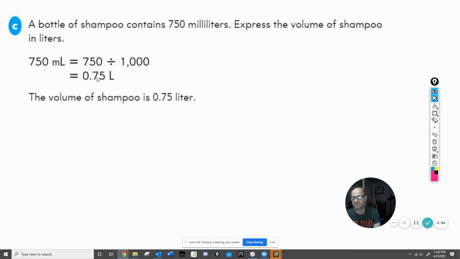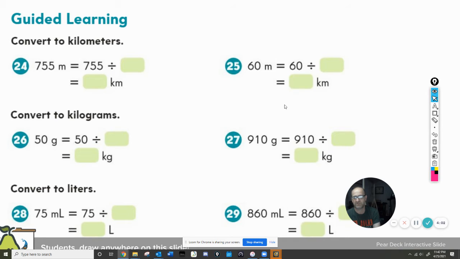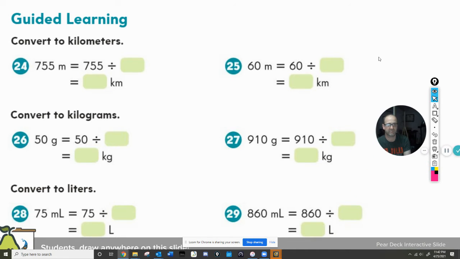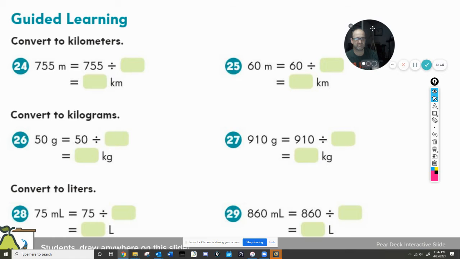750 milliliters equals 75 hundredths of a liter. Okay? Divide by 1,000. All right, here's a whole bunch of problems where you're going to move your decimal 3 places. You think you can handle it? Oh, hopefully you can handle it better than I can handle my mouse right here. Okay, good. Let's just go.